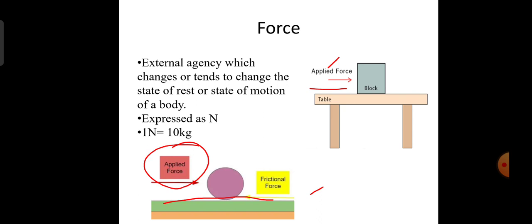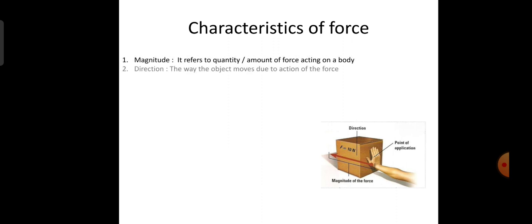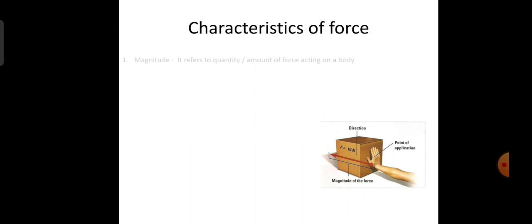And if we want to convert it in terms of kgs, 1 Newton is nothing but 9.81 kgs. It can be rounded off to 10 kgs. So next, coming on to the characteristics, which are also called elements of force. Here you can observe that I have considered an example. Basically there are four characteristics of force.